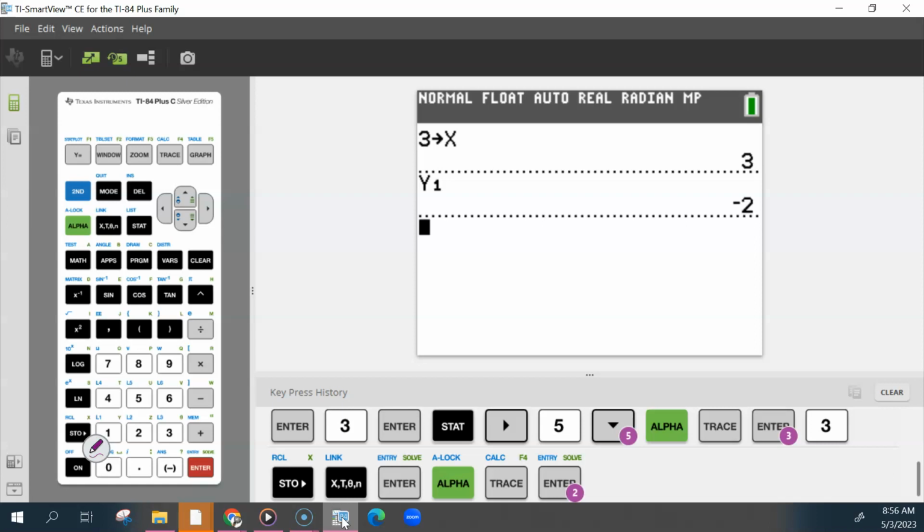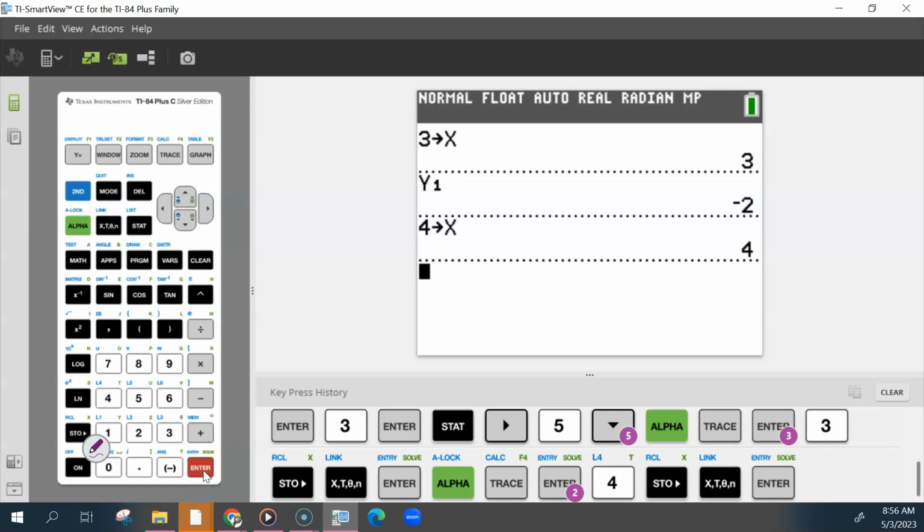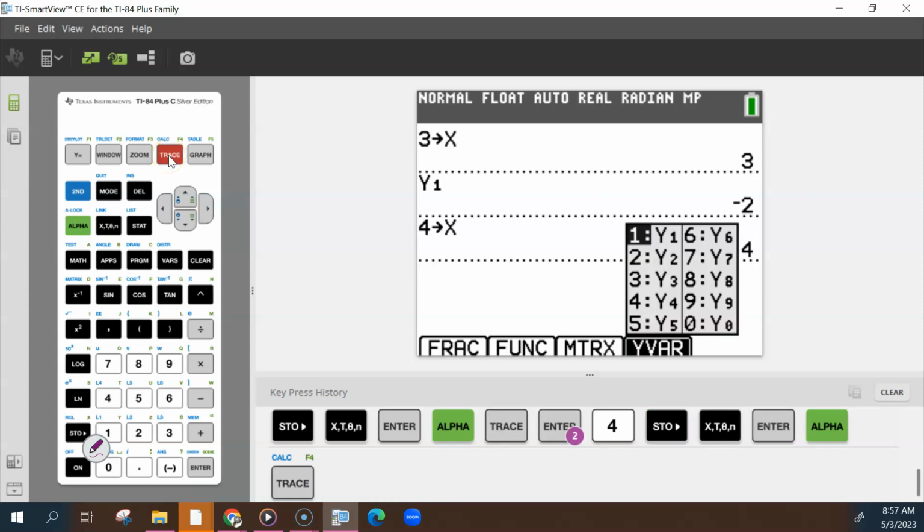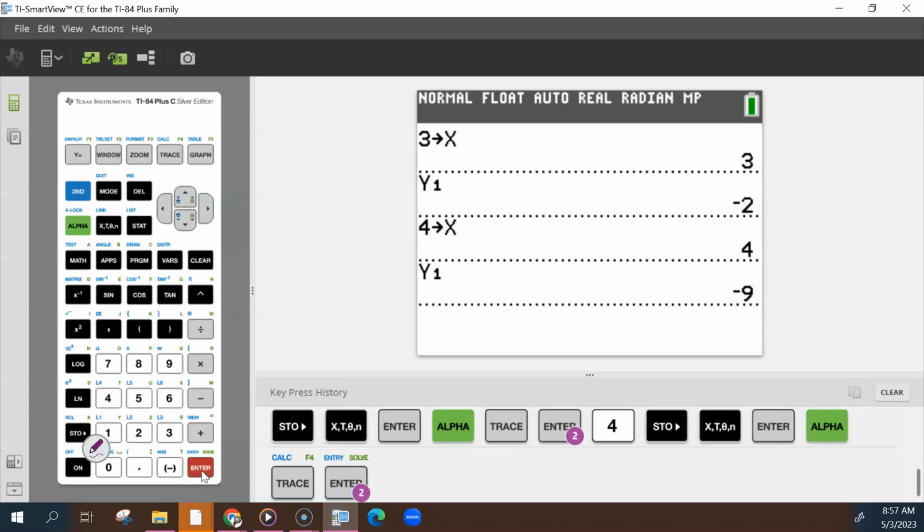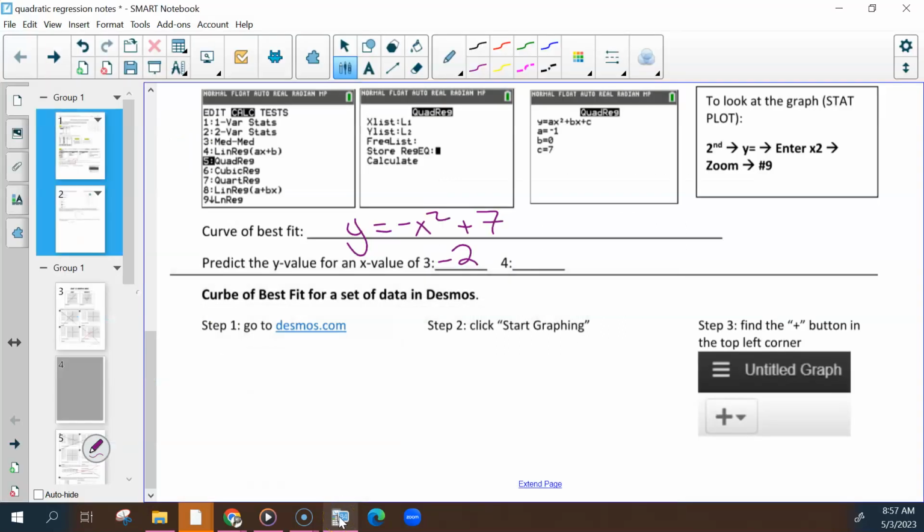So now type in 4, the STO, x, and enter. And then go back and hit alpha trace and enter twice. So when x is 4, y is negative 9.